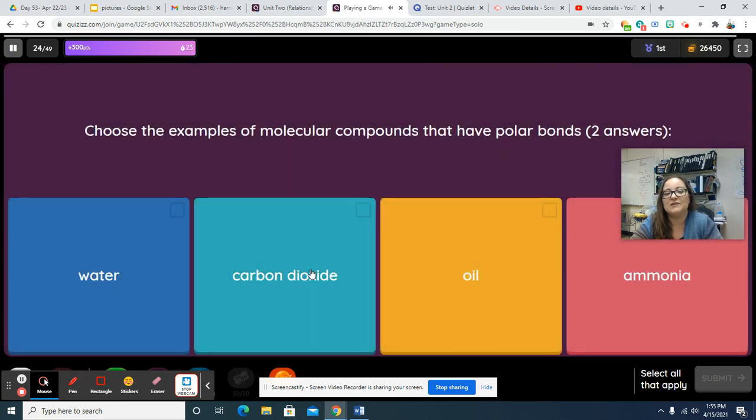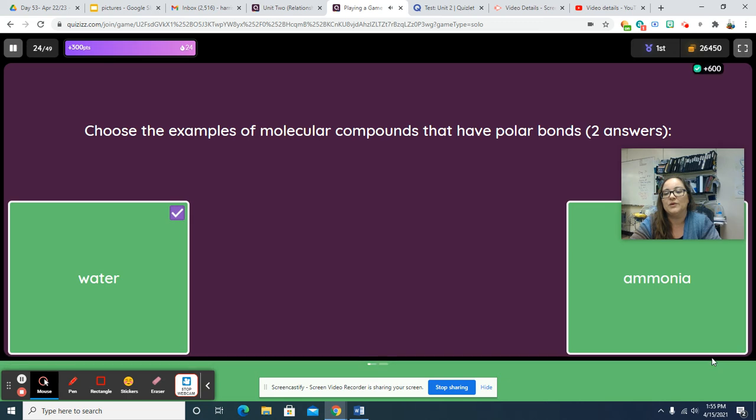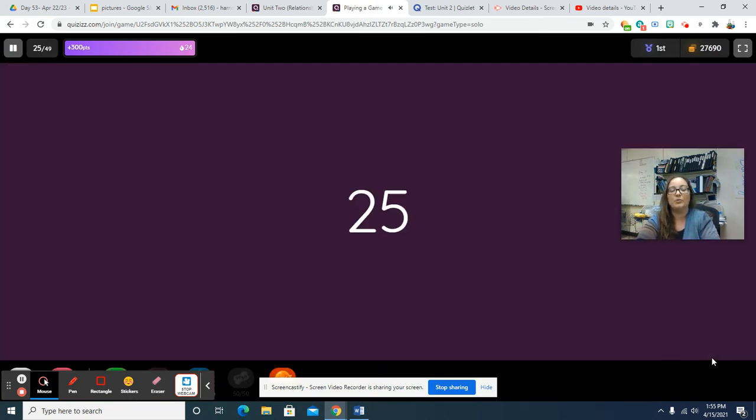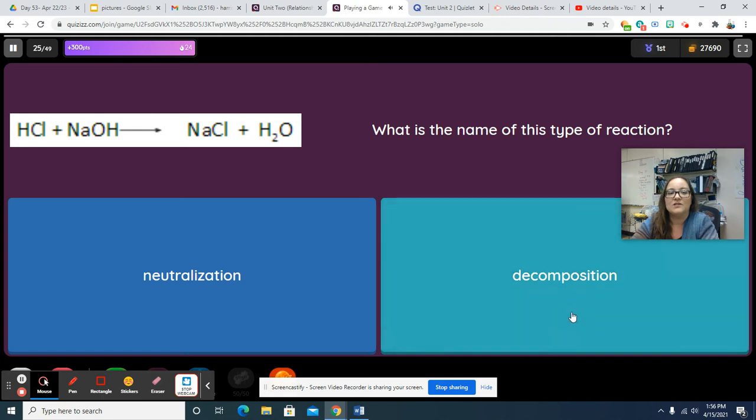Choose the examples of molecular compounds that have polar bonds, and we have 2 answers. So it's going to be the things that have a hydrogen bonded with something larger. So water is H2O and ammonia is NH3. And both of those are going to be things that are polar.